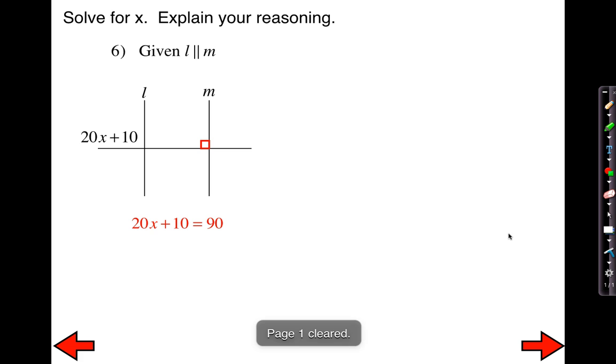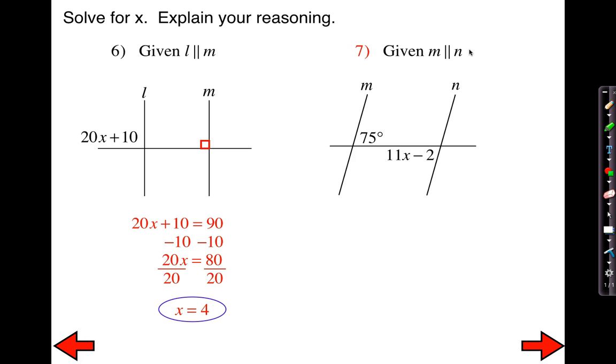Okay, so now let's take a look at number 7. It says given M is parallel to N. I'm just going to go ahead and annotate that. M is parallel to N. How am I supposed to figure this out? Well, let's look at the relationship of these two angles. Well, 75 and 11x minus 2, the relationship that they have is that they're both alternate interior angles. What do we know about alternate interior angles? We know that they are congruent, which means these are equal to one another.